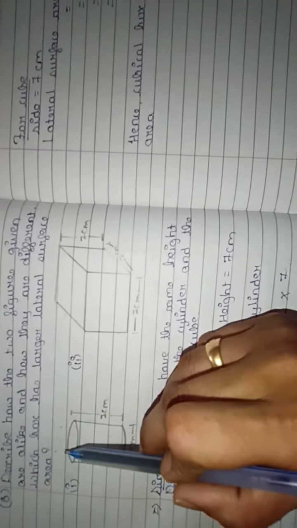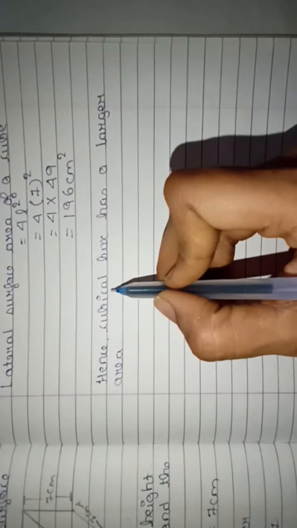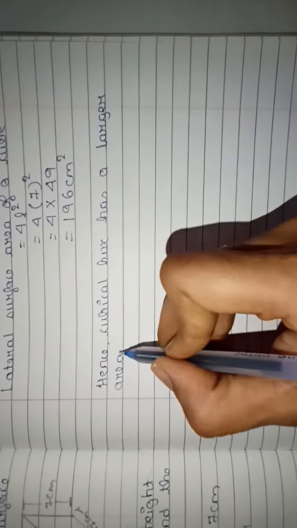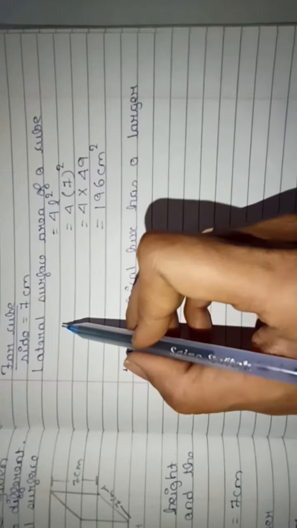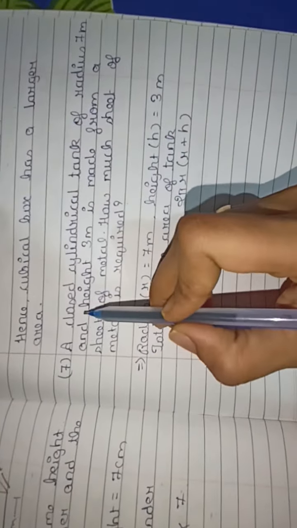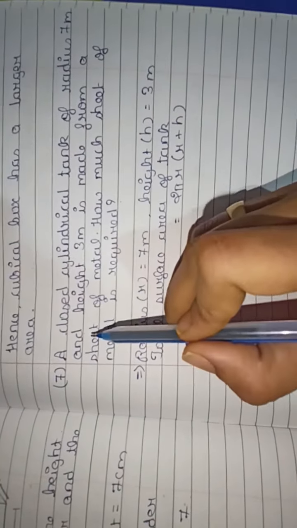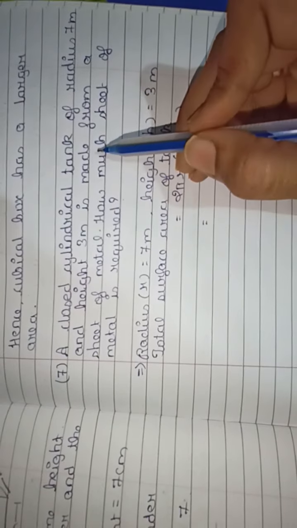So the question asked is which box has larger lateral surface area? This cylinder will have 154 and this cube will have 196. Hence the cubical box has a larger surface area.